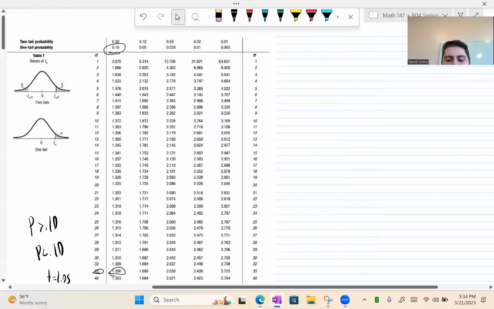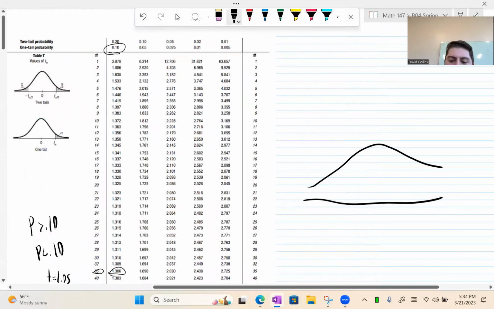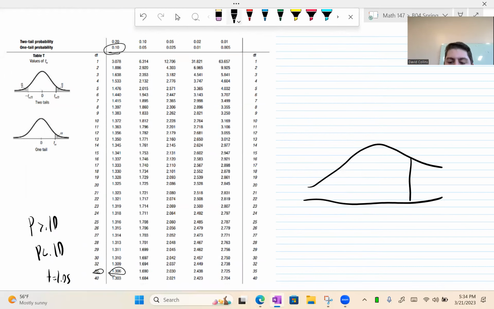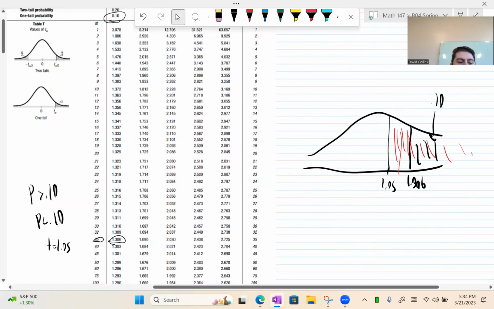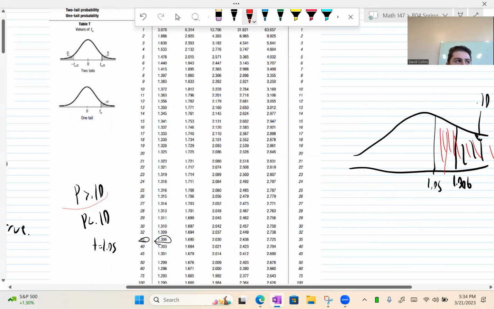Let me draw it over here. 1.306. This area is 0.1. Now we have 1.05. Is this area greater than or less than 0.1? Or all of this area? Greater than or less than? Yeah. So what you write is just p is greater than 0.10.